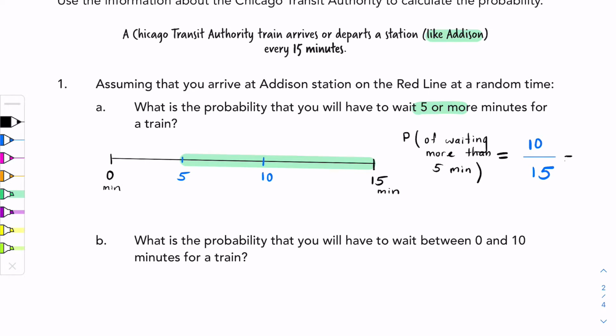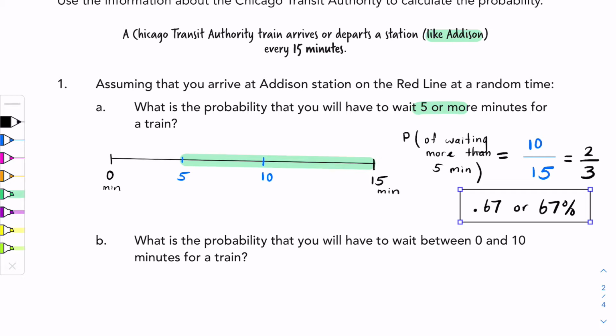When I simplify this, it simplifies to 2/3. When I write it as a decimal, it's 0.67 or 67%. So to answer this question, I would say there's a 67% chance you're waiting 5 or more minutes. So you're waiting between 5 and 15 minutes.